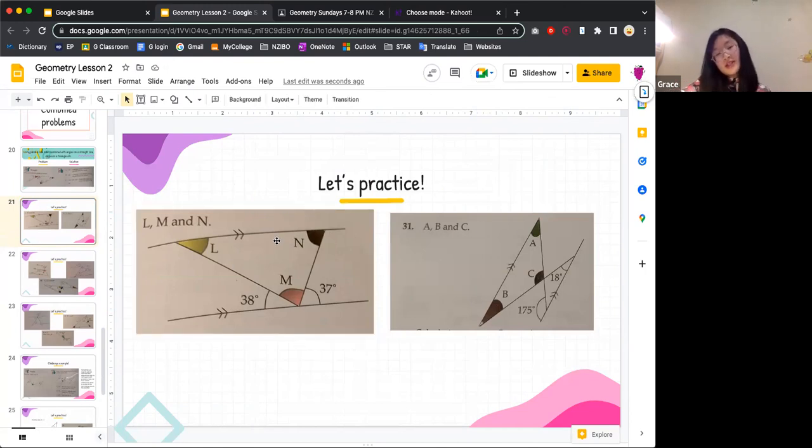So remember, for these problems, we can use the parallel line angle rules that we've learned today, as well as anything from adjacent angles on a line or angles in a triangle. Those will be really helpful for us.